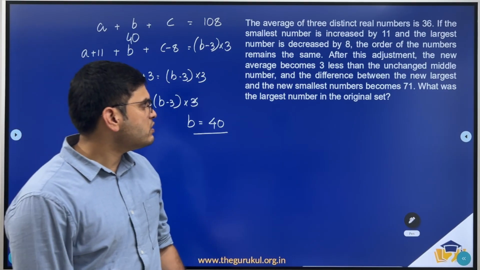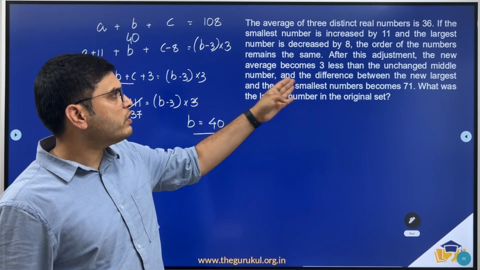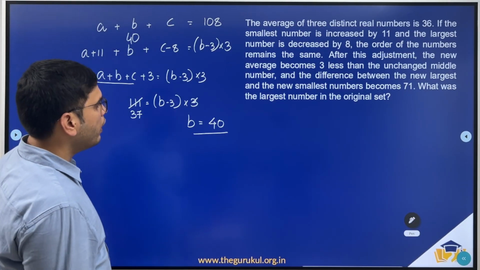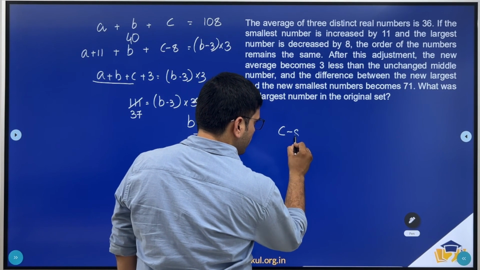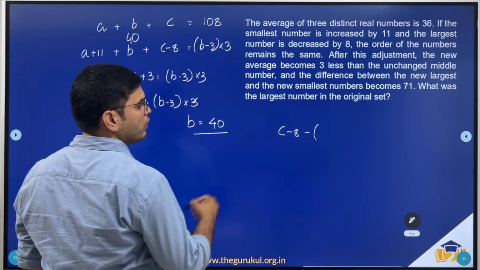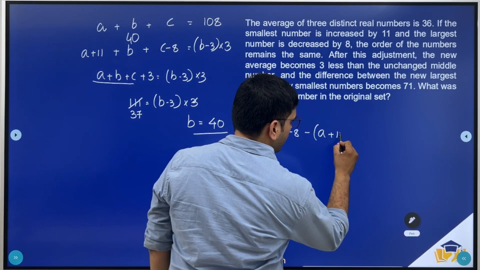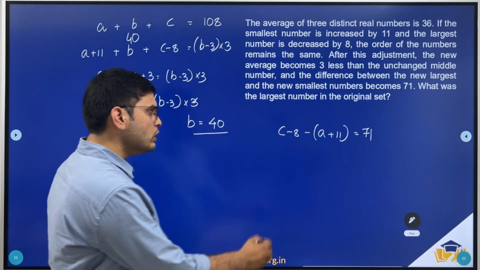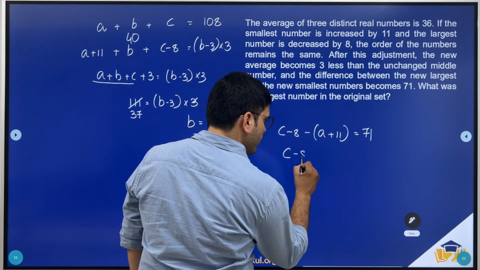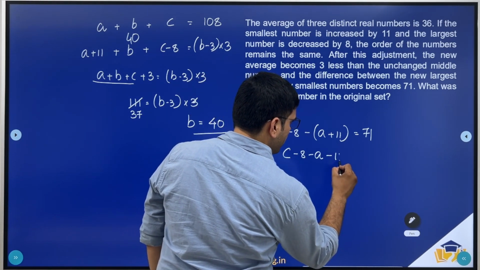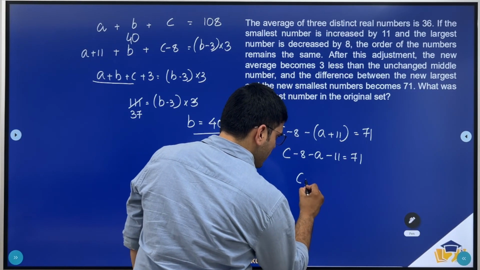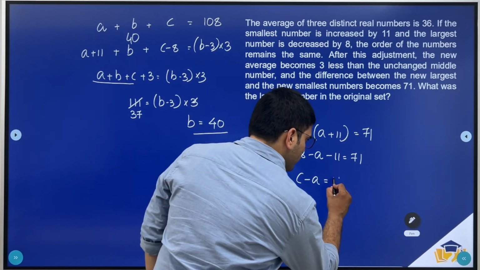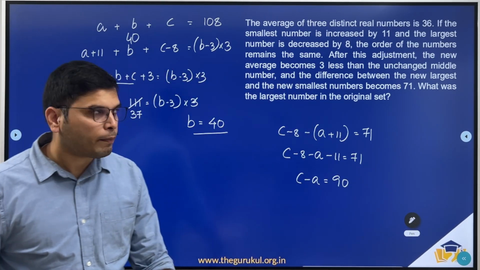Done. Now after this adjustment, okay, we are done with this. And the difference between the new largest and the new smallest number becomes 71. Right. Now new largest is C minus 8, minus new smallest, A plus 11. Now this is given to be 71, right? So C minus 8 minus A minus 11 is equal to 71, or C minus A is equal to 71 plus 19. That's nothing but 90, right?